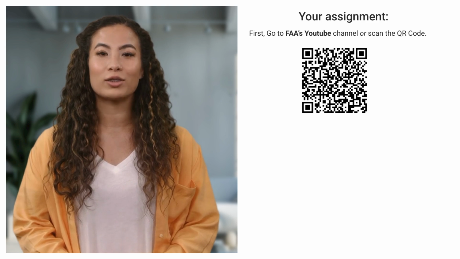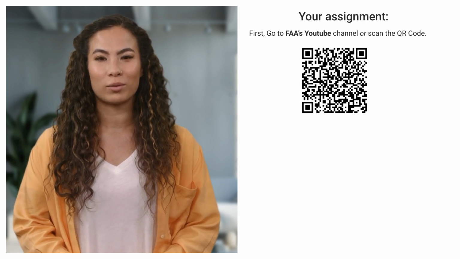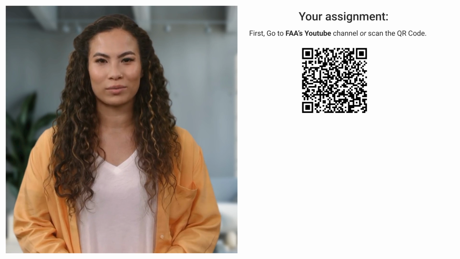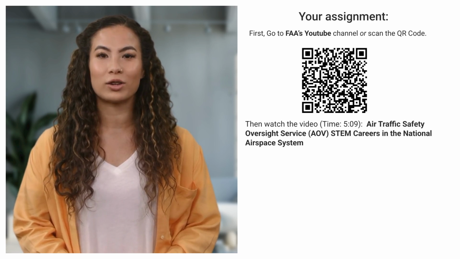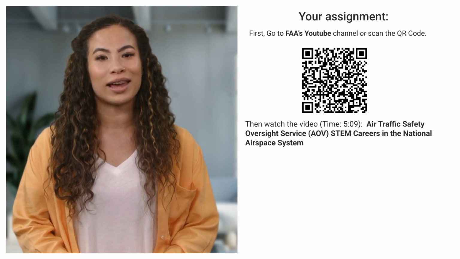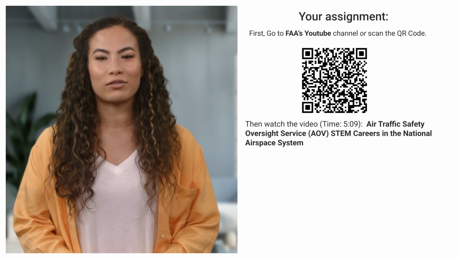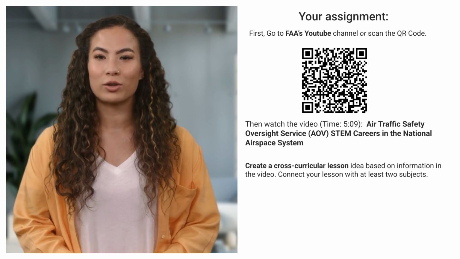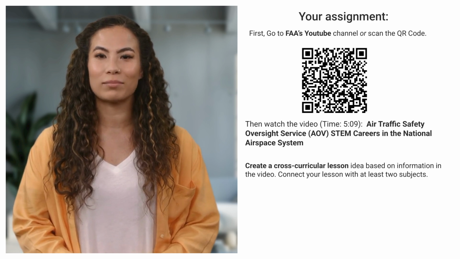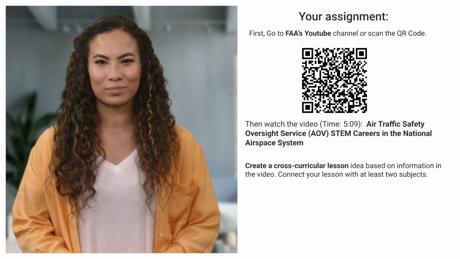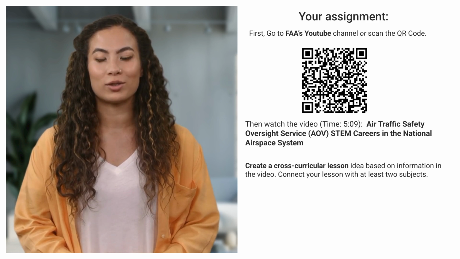Your assignment is to go to FAA's YouTube channel, or you can scan the QR code here. Watch the video titled Air Traffic Safety Oversight Service, AOV, STEM Careers in the National Airspace System. When the video is complete, create a cross-curricular lesson idea based on information in the video. Connect your lesson with at least 2 subjects.